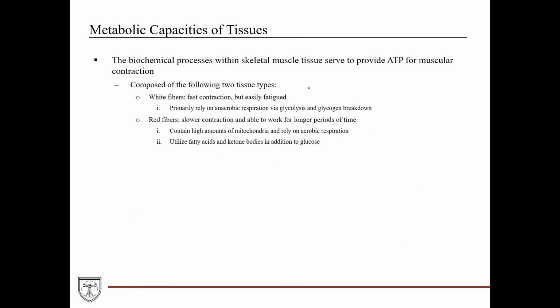The biochemical processes within skeletal muscle tissue serve to provide ATP for muscular contraction, which, as you can guess, has a very high energy demand. Muscle is composed of the following two tissue types: white fibers and red fibers. White fibers you want to think of almost for sprinting, and red fibers for marathon or long running.